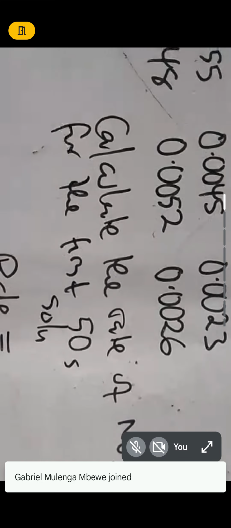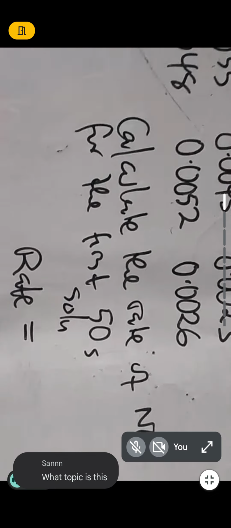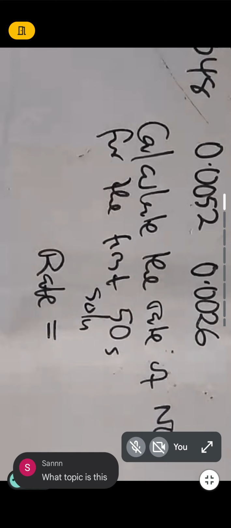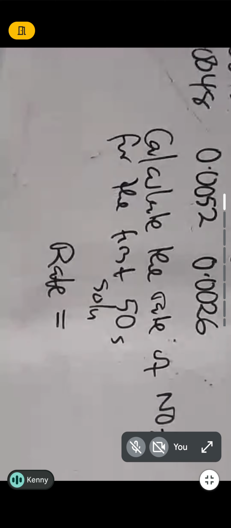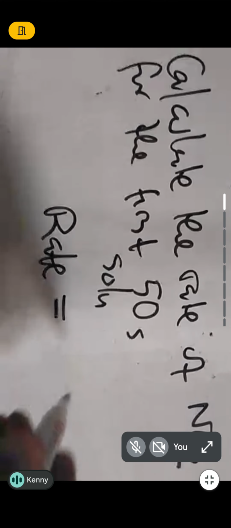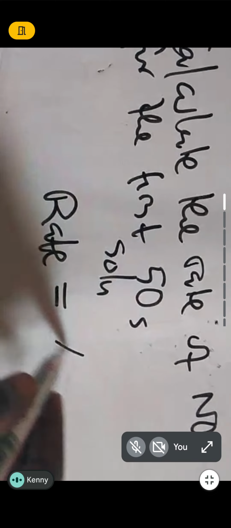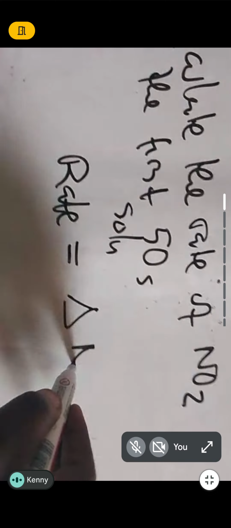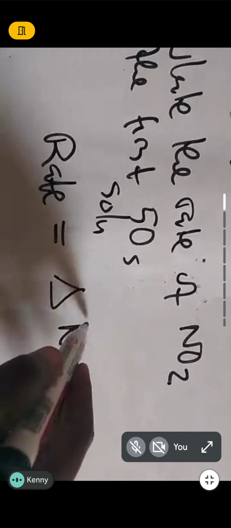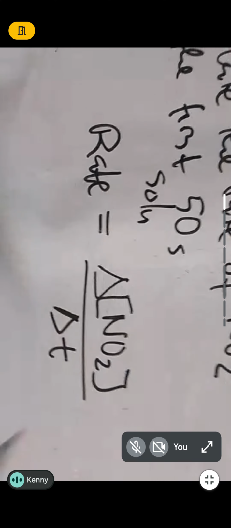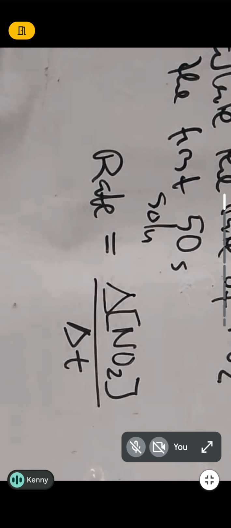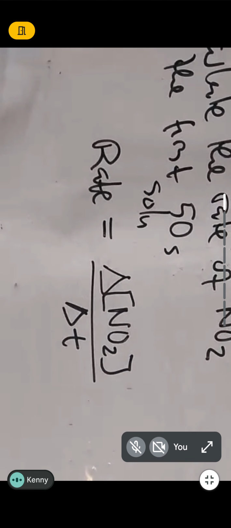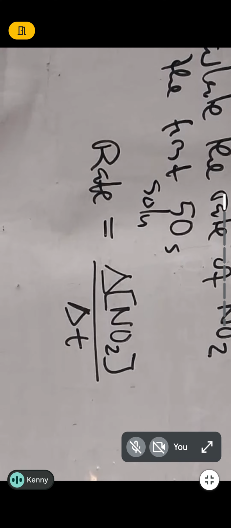Calculate the rate of NO2 for the first 50 seconds. In this case, we are going to write the formula for rate. Rate is equal to delta NO2 over delta T.